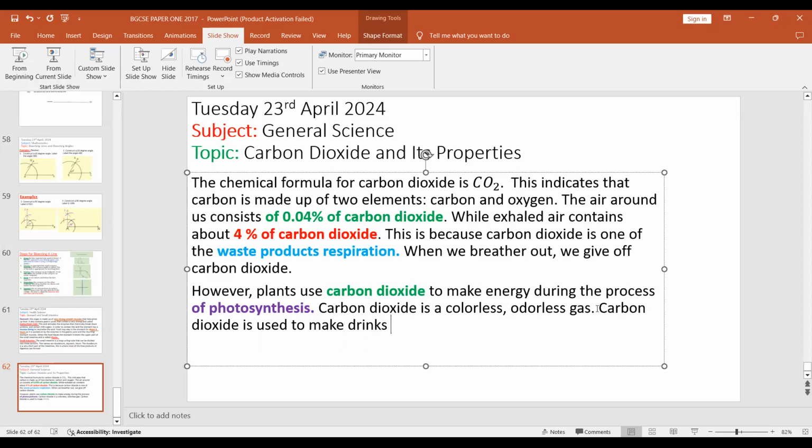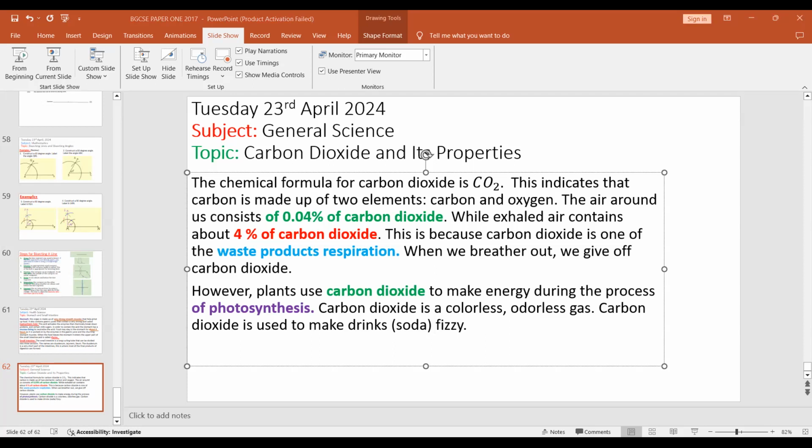drinks fizzy, right? You ever see the fizziness of drinks, especially sodas? Carbon dioxide is used to make drinks, especially sodas, have that fizzy feel. Y'all know what I'm talking about when I say fizzy, right? Do y'all understand what I mean when I say fizzy? Yes, sir.